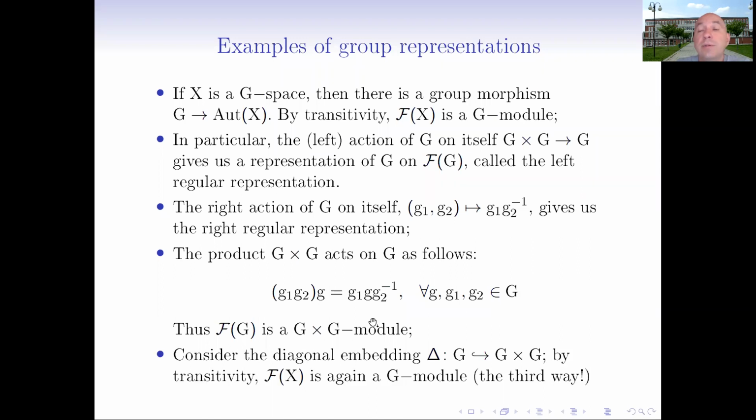Now, if you look at the diagonal embedding, we do the same trick as before. So we take the diagonal embedding of G inside G cross G, and now we know that G cross G is acting on functions on G. This means that if you take the composition, functions on G should be a G module. And this is the third way to endow G with the structure of a G space and functions on G with the structure of a G module.